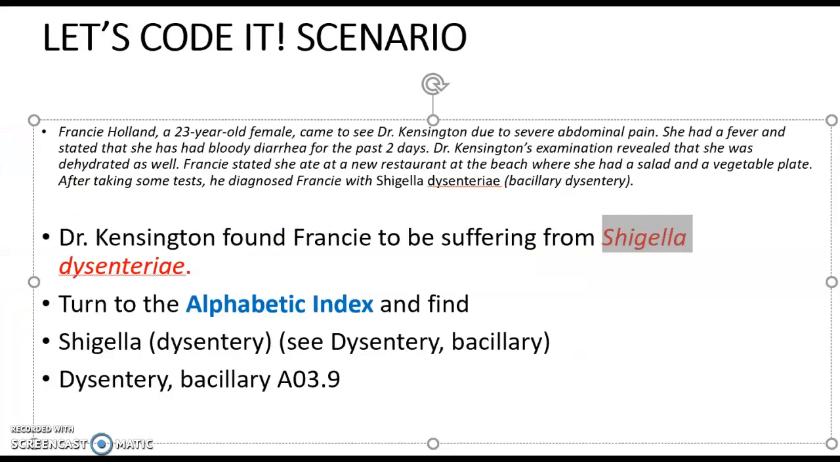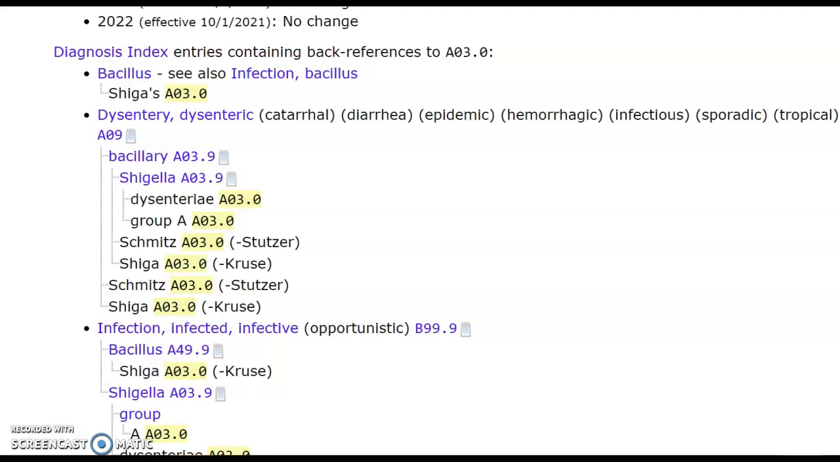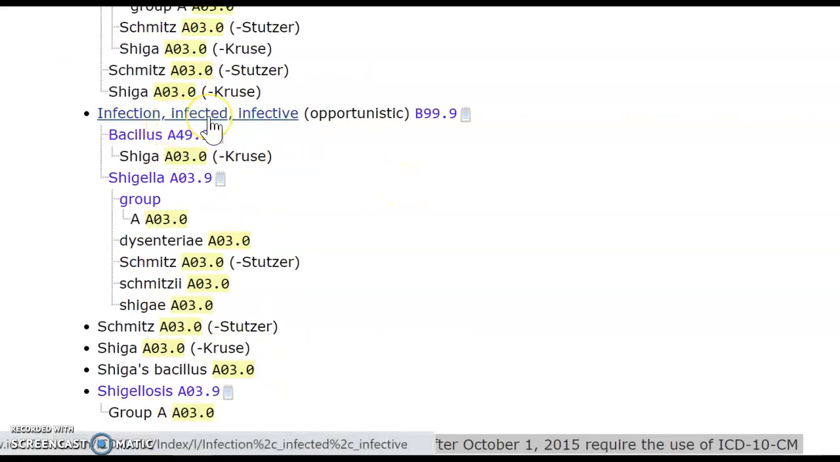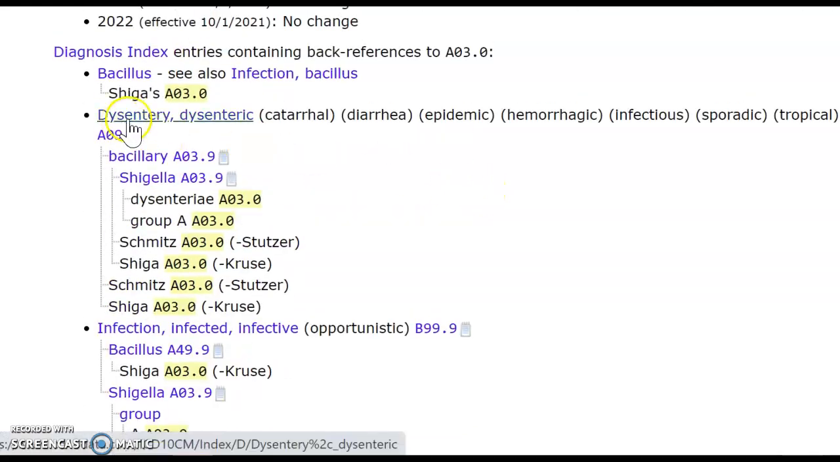So what word are we going to be using? We have two choices, right? We have the word Shigella and we have the word dysentery, or dysenteriae, however you want to say it. So we can go both routes, and let's take a look at the alphabetic index. Here we are in your alphabetic index looking at the alphabetical organization of the words, and I see dysentery. And under infection, which is just the name of the infection altogether, we also see Shigella. Now you have two choices. You can go either way. So let's see what happens if we go under dysentery.